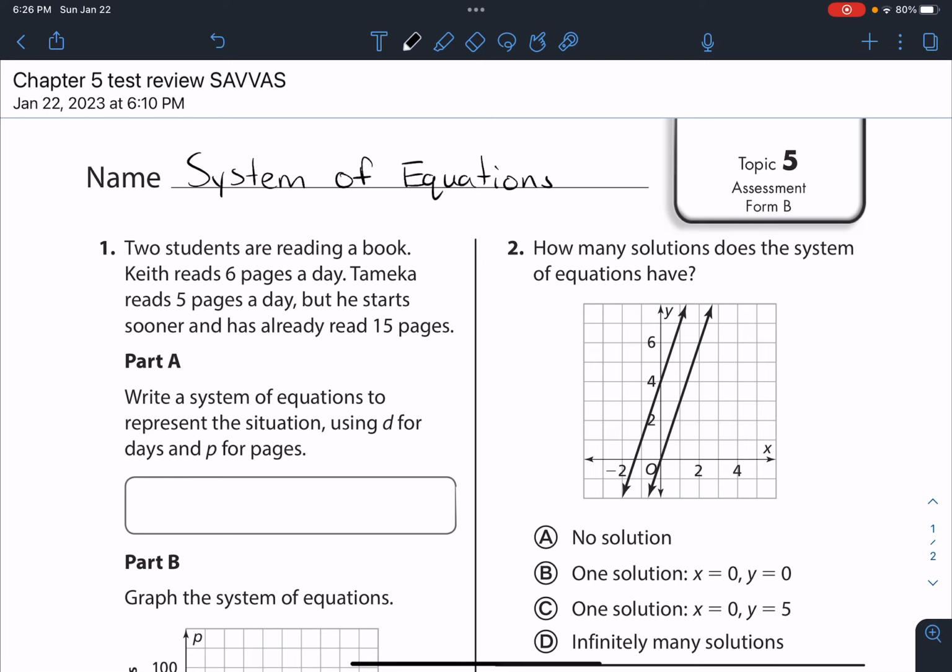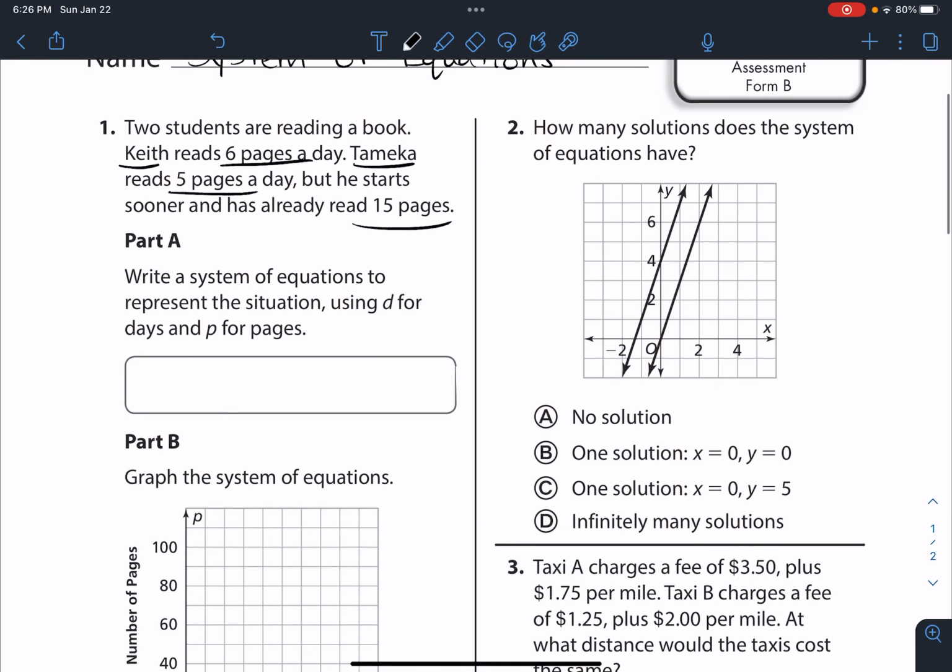So here we go. Number 1 says, 2 students are reading a book. Keith reads 6 pages a day, and Tamika reads 5 pages a day, but she starts sooner and has already read 15 pages. So we got 2 people in this story. We got Keith, 6 pages a day, and we got Tamika, 5 pages a day, but she also has 15 pages already read. It says, write a system of equations to represent the situation using D for days and P for pages. So you have 2 equations, one for Keith, one for Tamika.